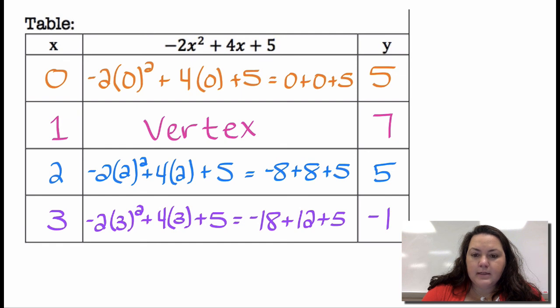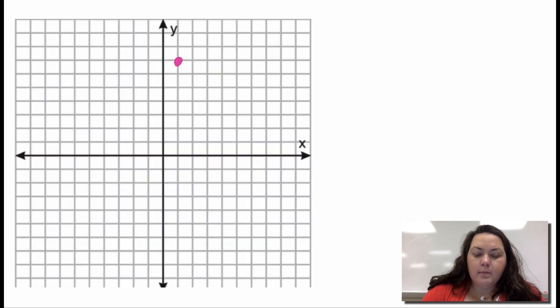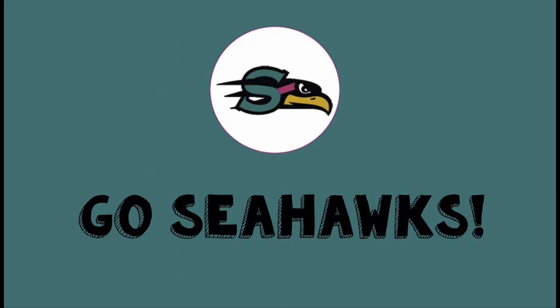So now I'm going to take those ordered pairs (0, 5), (1, 7), (2, 5), and (3, negative 1), and plot them on my graph. At the vertex, I drew my axis of symmetry through there. I'm going to draw the matching point, and I can draw my curve. And that's it.